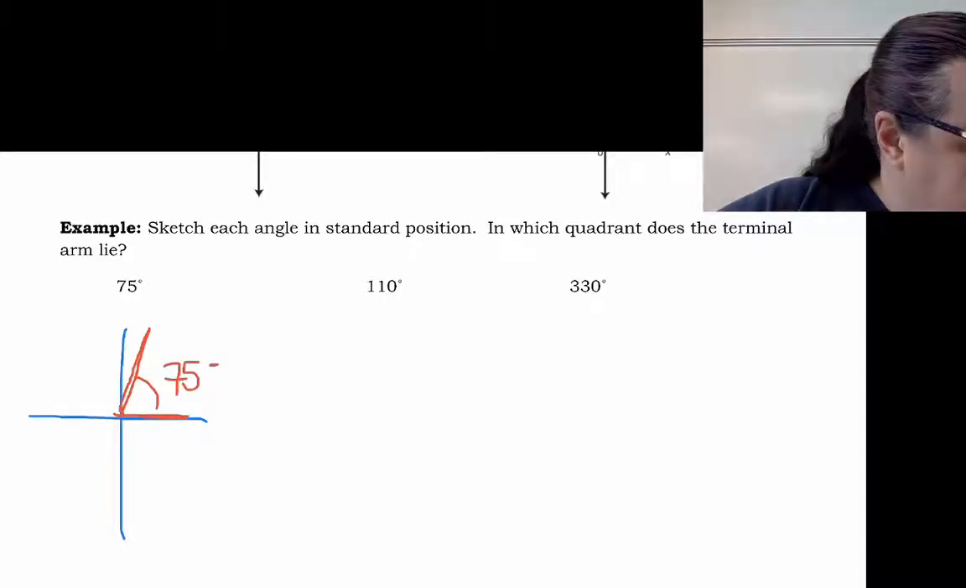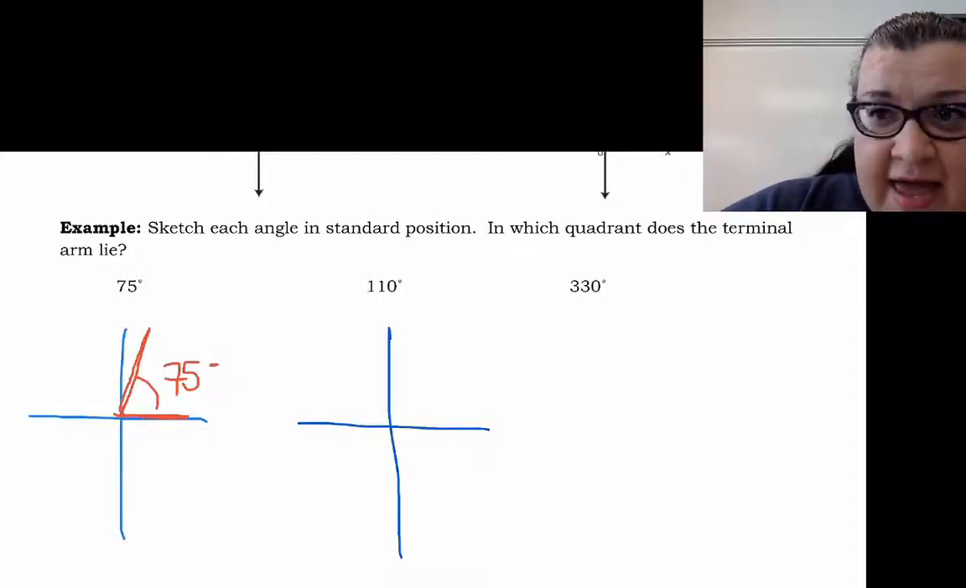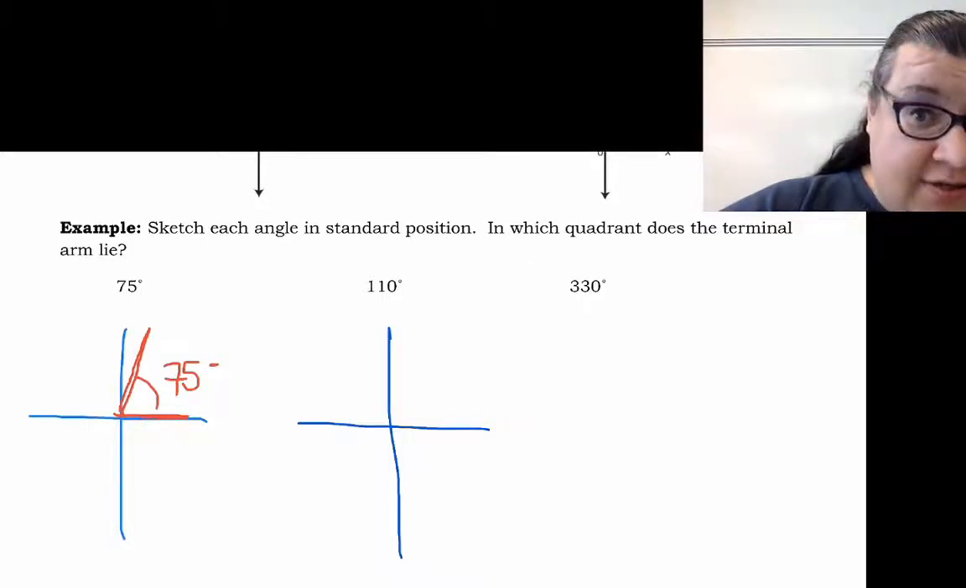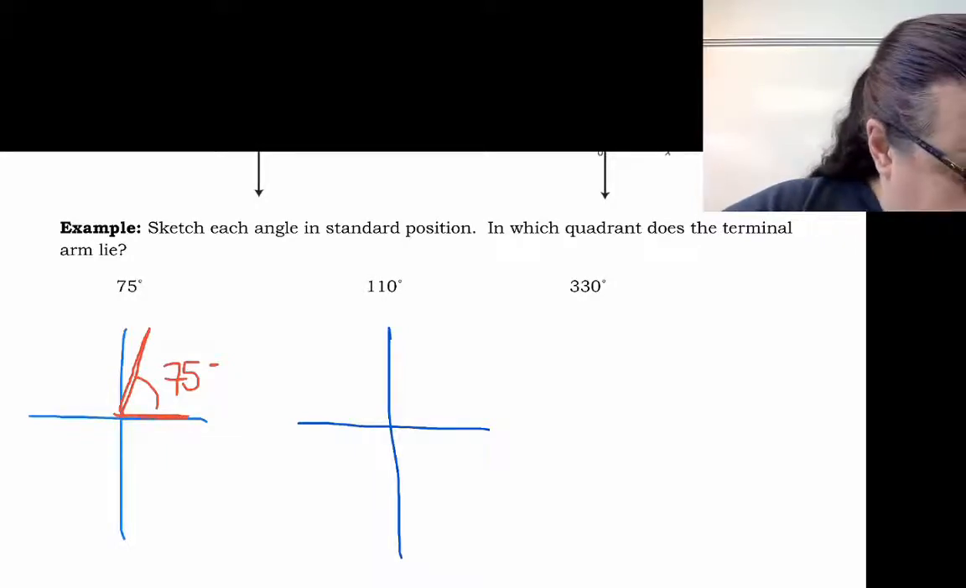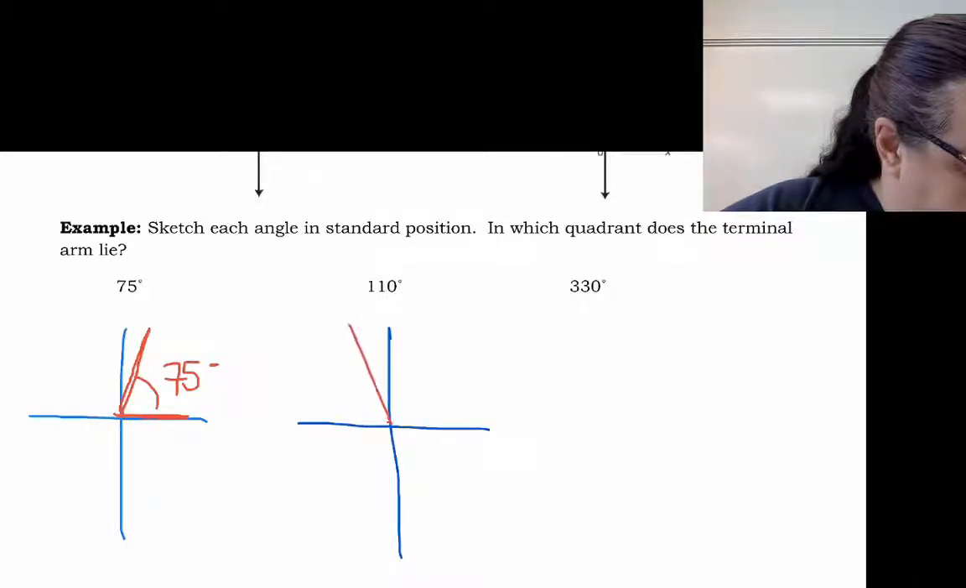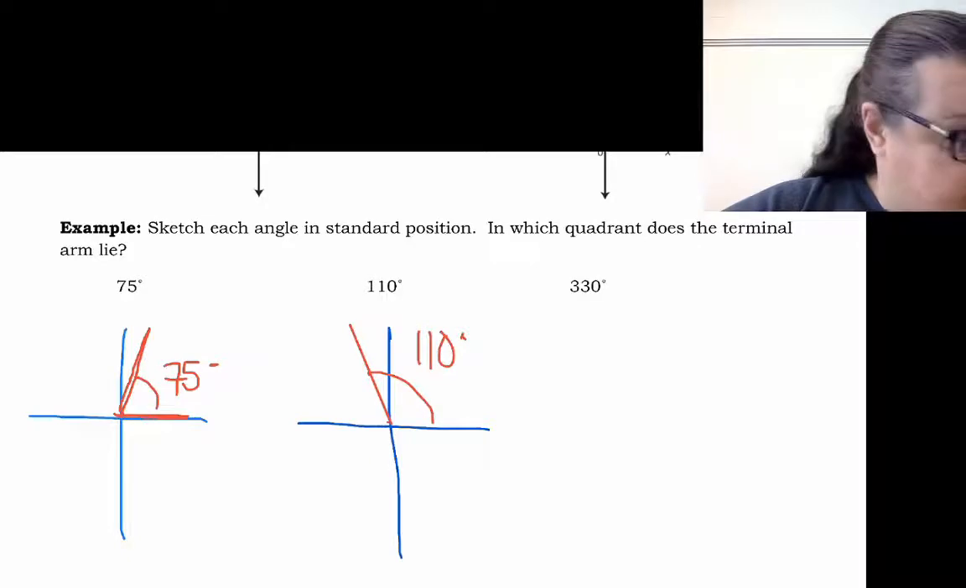Okay? So then if we draw one that is 110 degrees. Okay, well, from the positive x-axis to the positive y-axis is 90 degrees. So we're going to be over in quadrant 2. Now, 110 is only 20 more than 90. So I'm going to be only 20 degrees off of 90. So maybe something like that. So the angle here then is 110 degrees. So that's an angle in standard position that is 110 degrees.